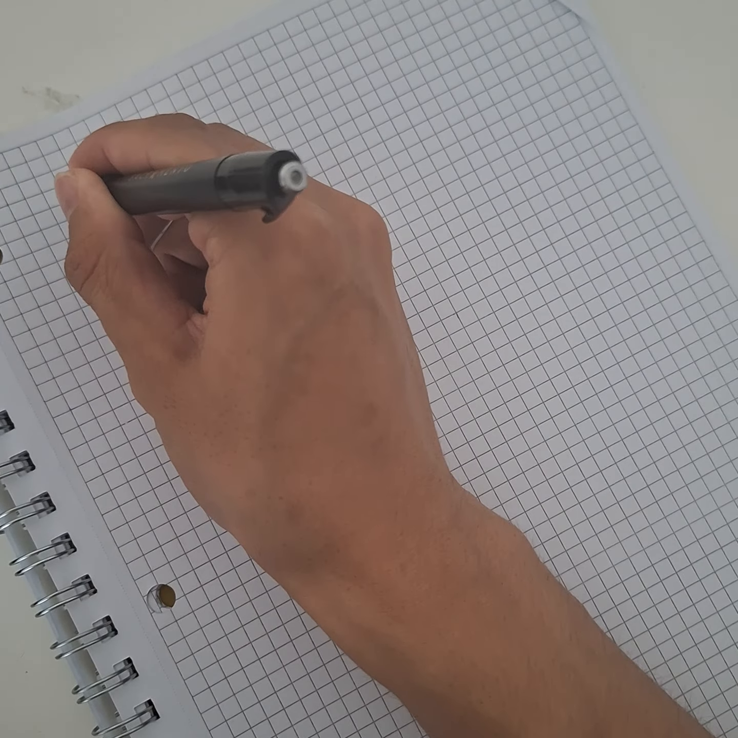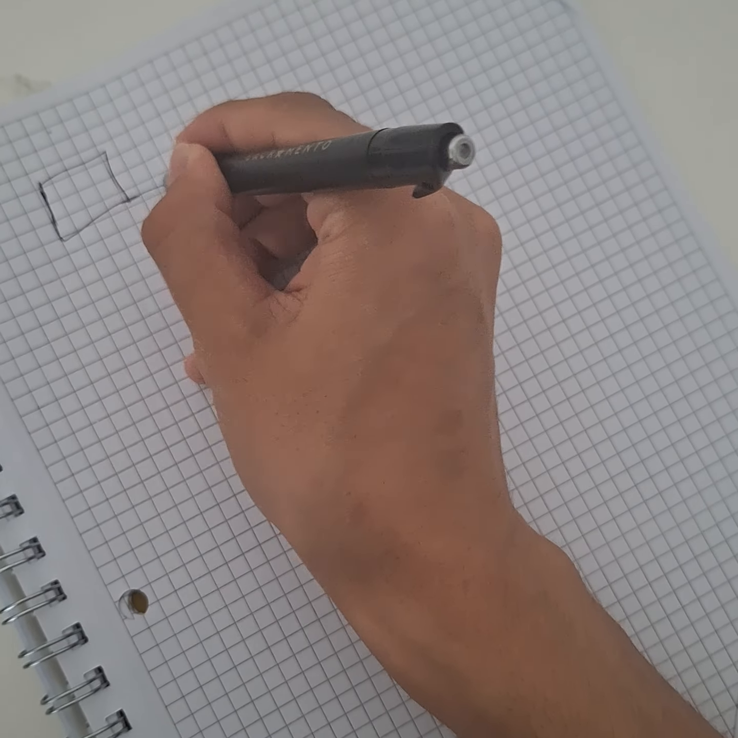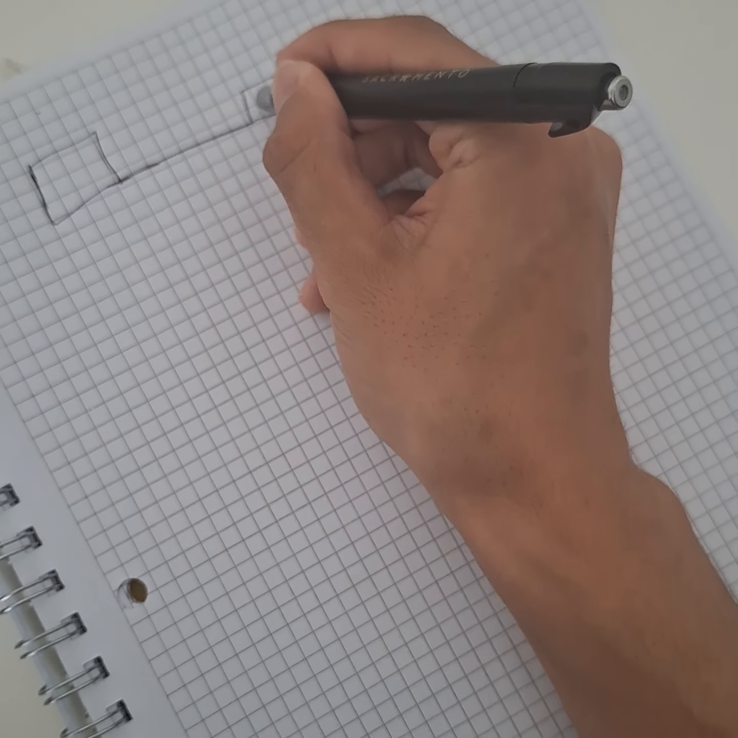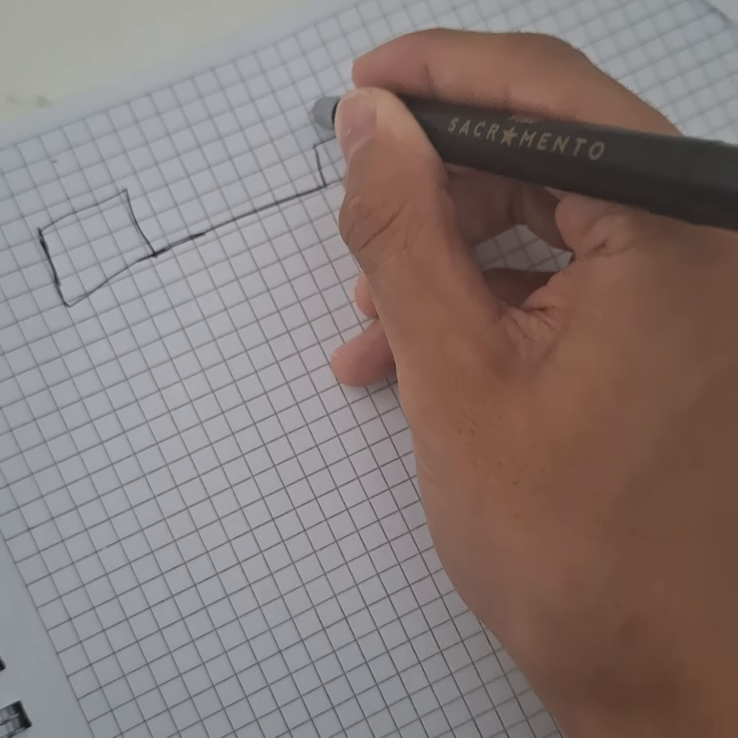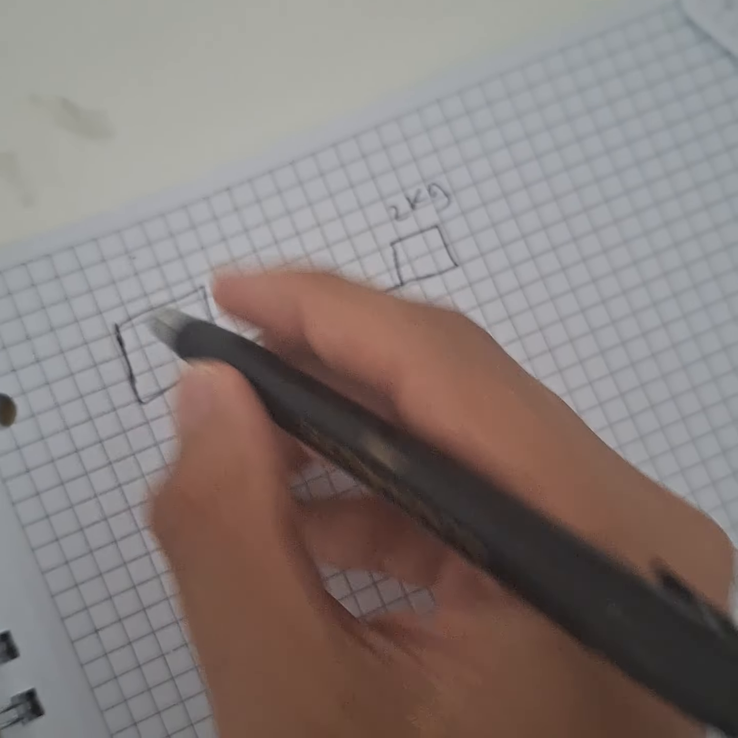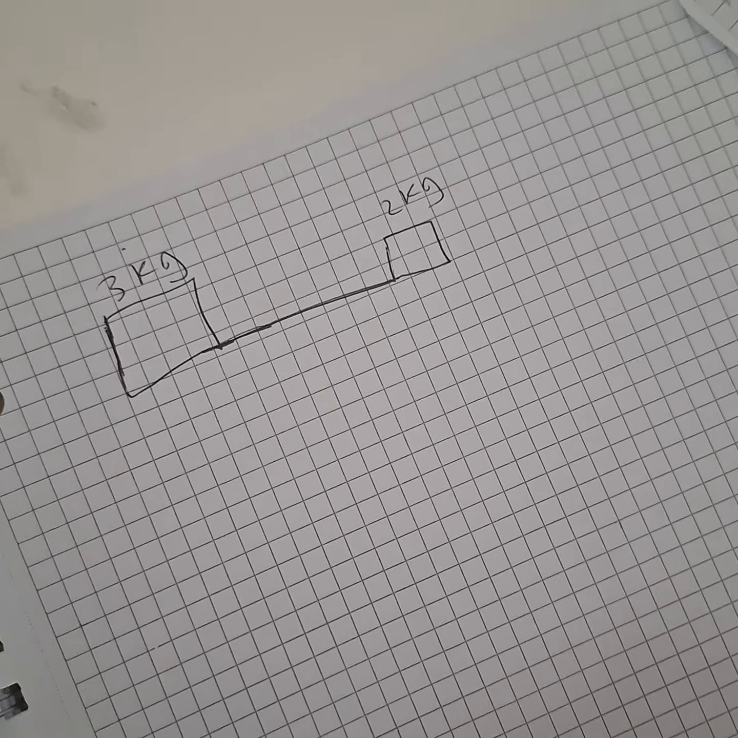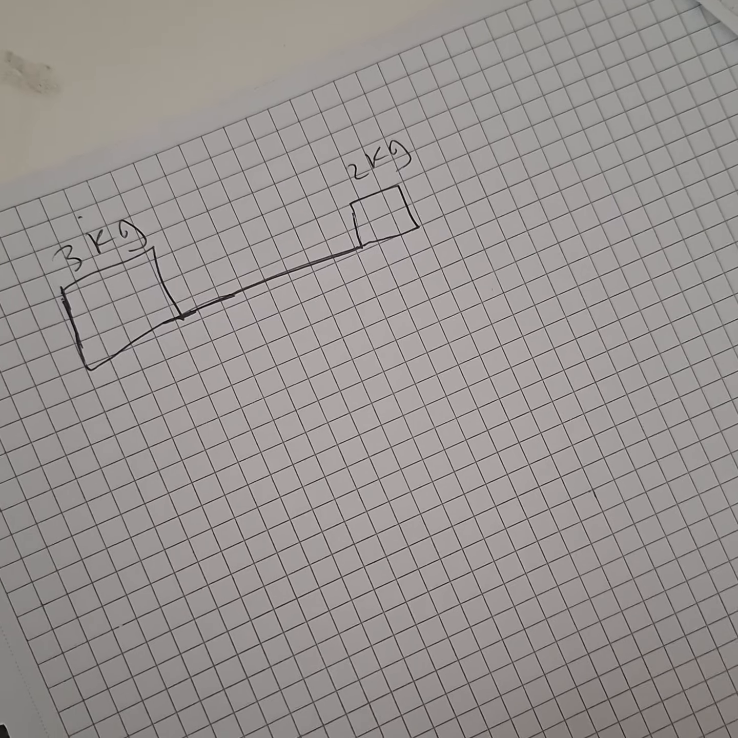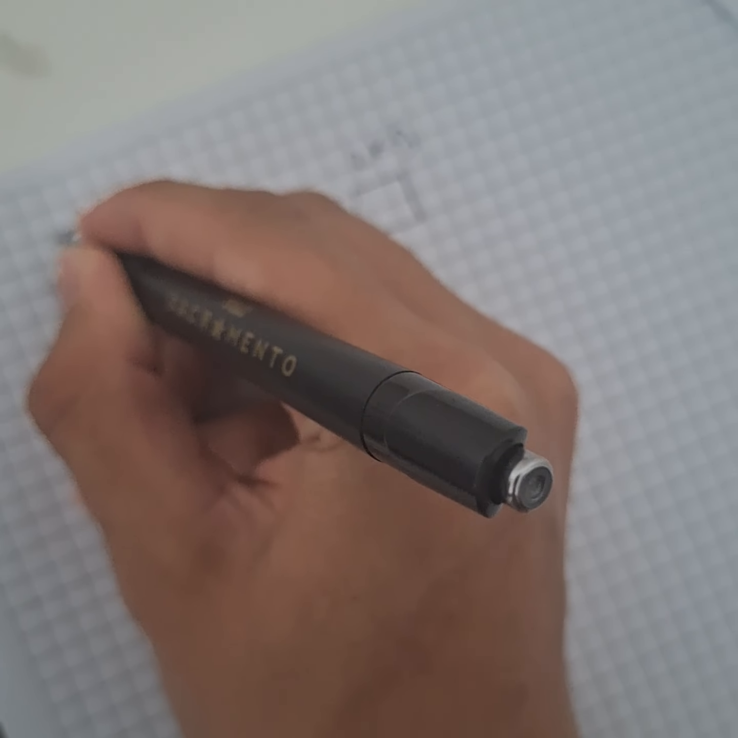So this is one part of the one mass, and here is another mass. This one is 2 kilograms, and this one is 3 kilograms. We want to find the center of mass. Actually, I'm gonna put this 5 kilograms.